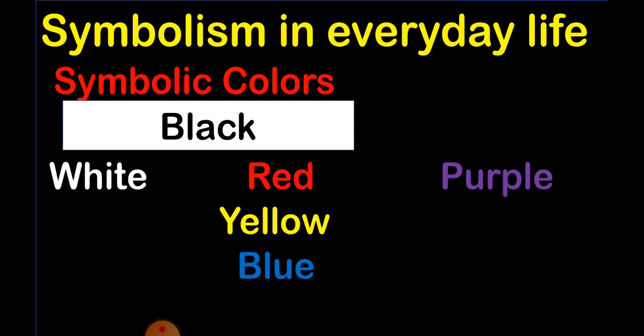Black is used to represent death or evil. White stands for life and purity. Red can symbolize blood, passion, danger, or immoral character. Purple is a royal color. Yellow stands for violence or decay. Blue represents peacefulness and calm.